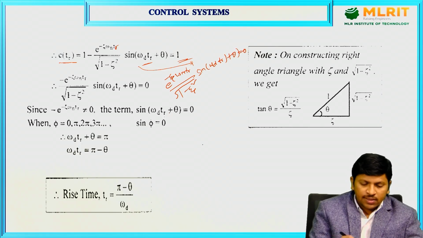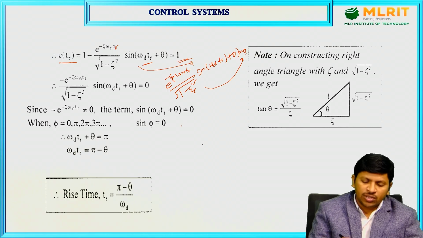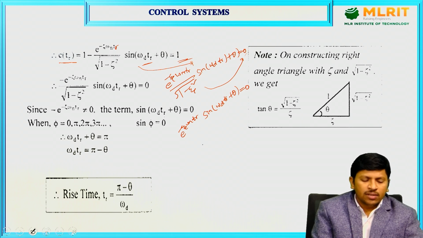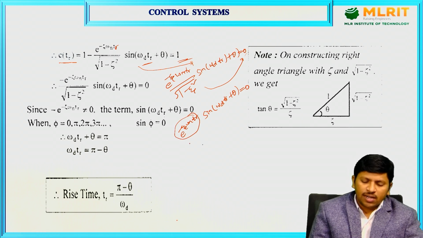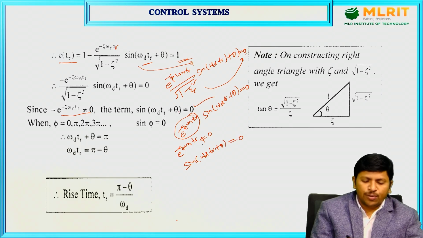Observe here, since this term is exponential, the denominator part moves to the other side, and 0 into something is 0. So e power of minus zeta omega n tr into sine of omega d tr plus theta equals 0. Here, since e power of minus zeta omega n tr is not equal to 0, we consider sine of omega d tr plus theta equating to 0. See here, observe.